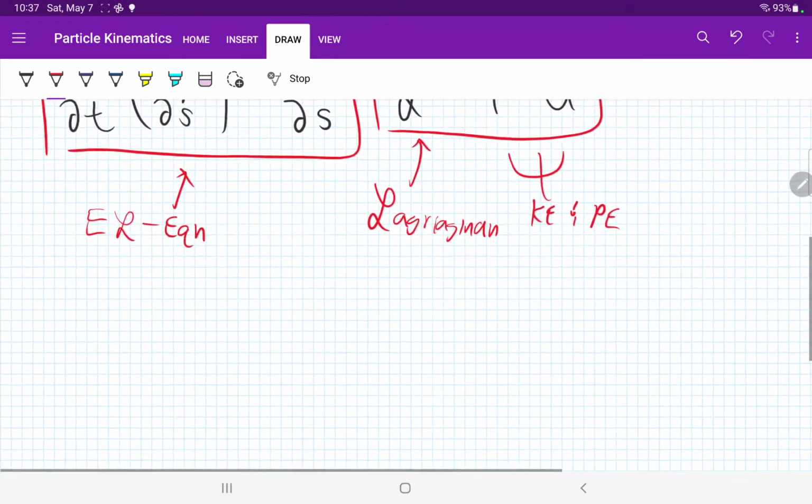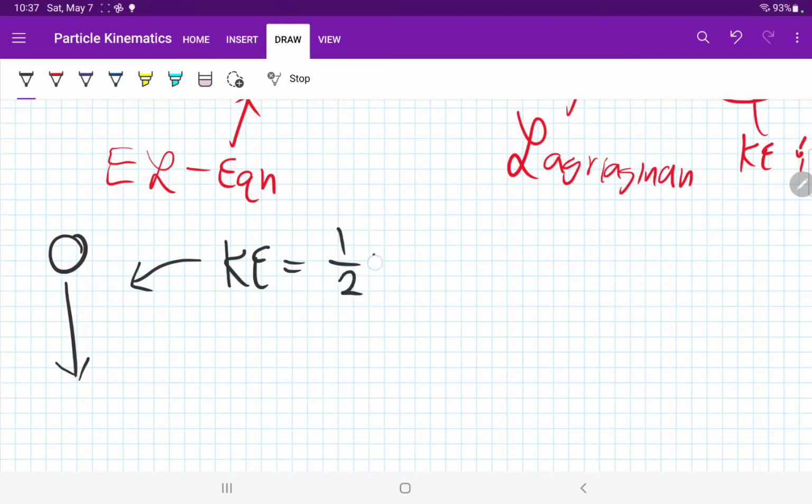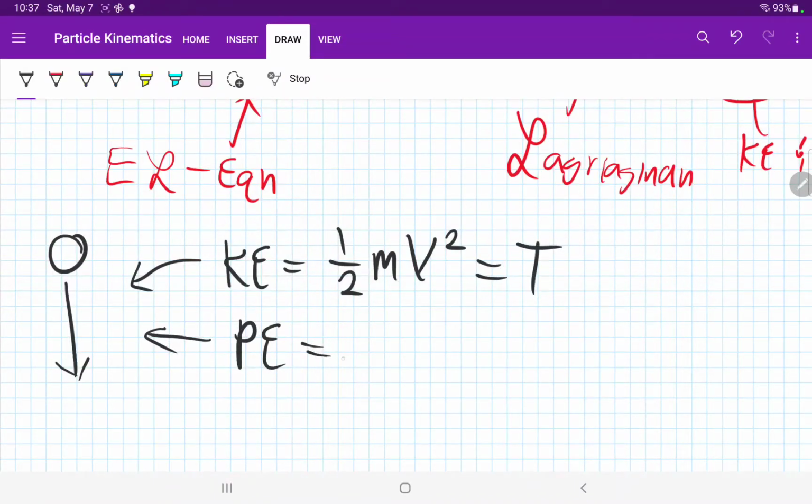So now let's just think of the classic example, like I said, the ball going down. And then what can we do? Well, we can analyze and say that this thing has kinetic energy, which is equal to 1/2 mv squared. It also has potential energy, and we'll call this T, which is what? mgh. That's equal to U.